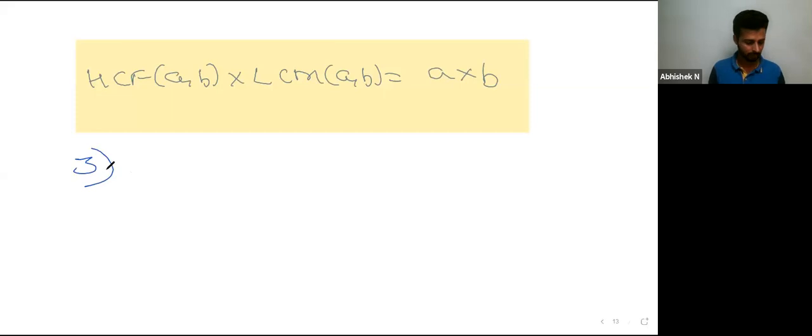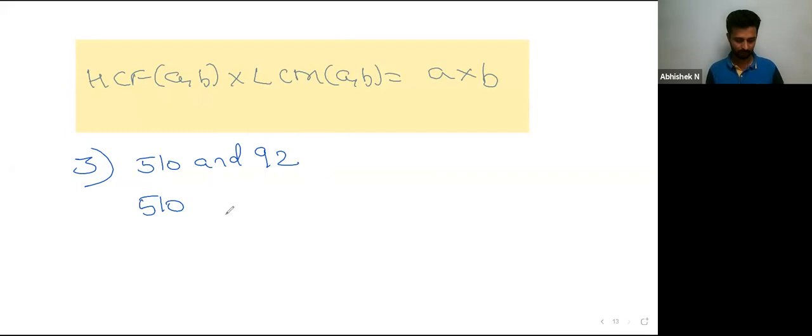The third one from your exercise, in that: 5, 10 and 92. Find the LCM and HCF of the following pairs of integers and verify that LCM multiplied by HCF is equal to the product of the two numbers. So what are the factors of 5, 10? Can anyone tell me what are the factors of 5, 10?